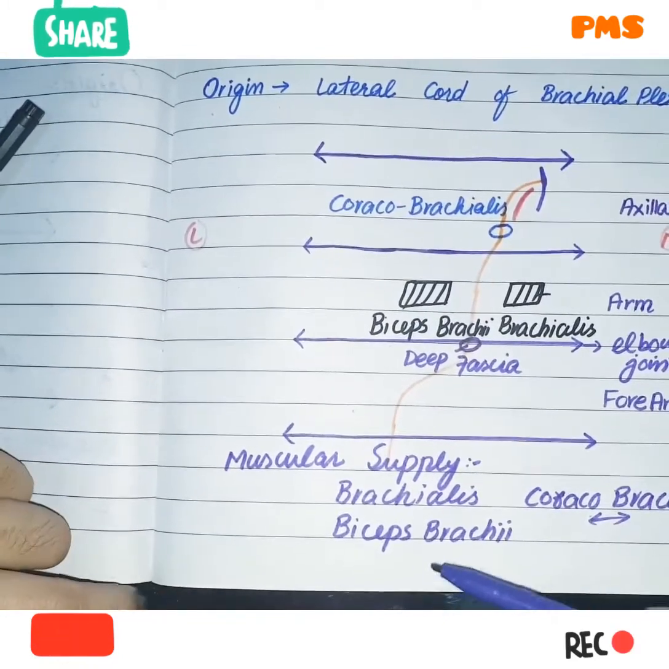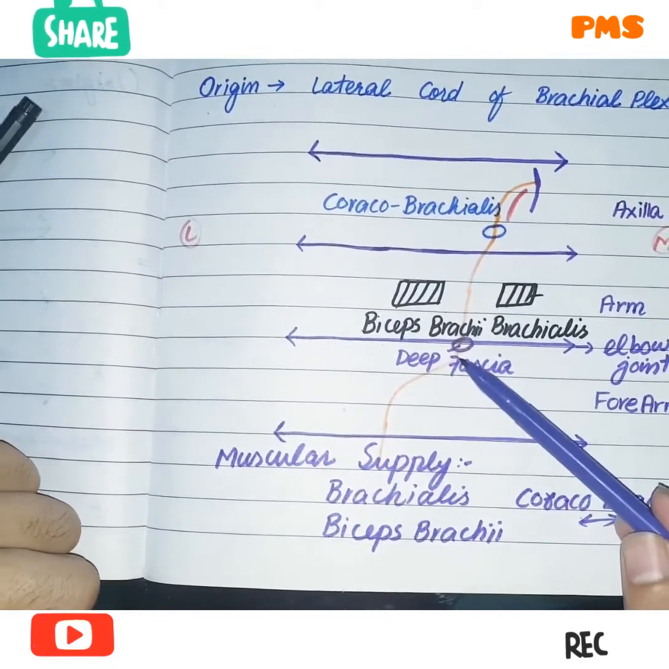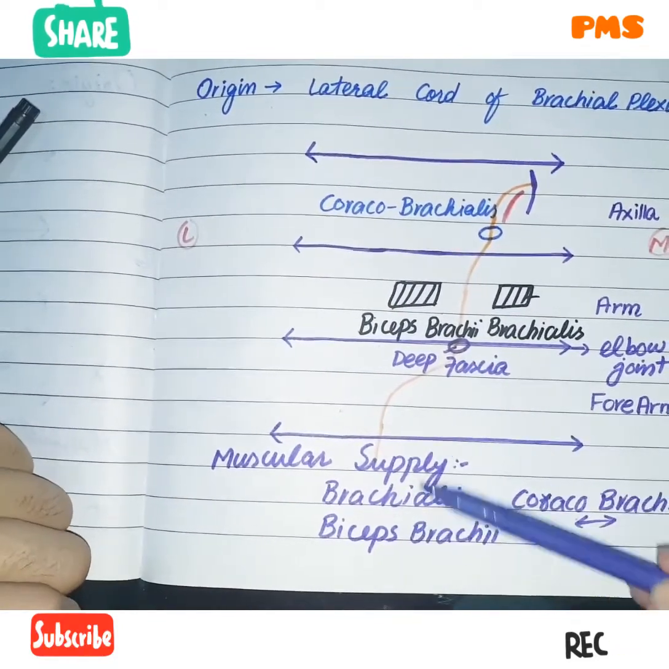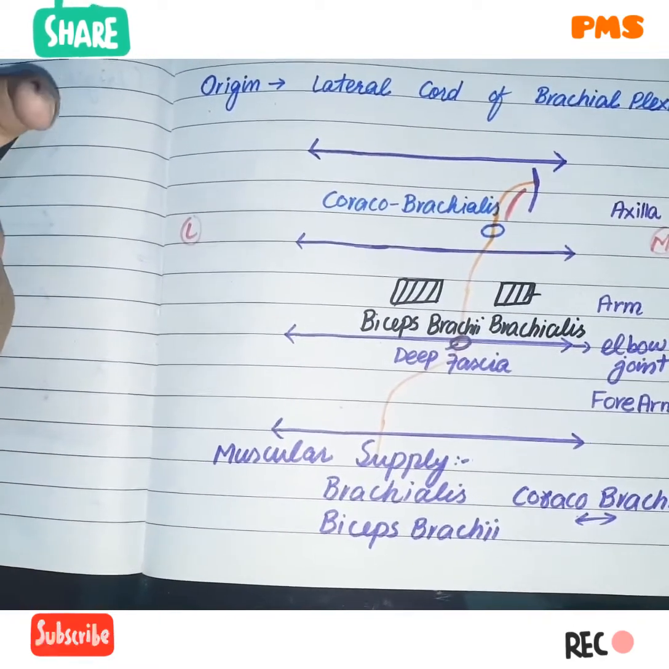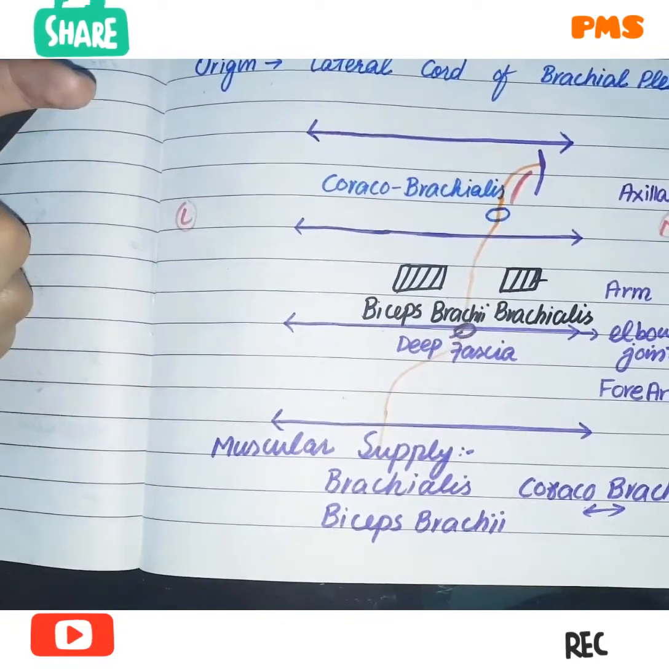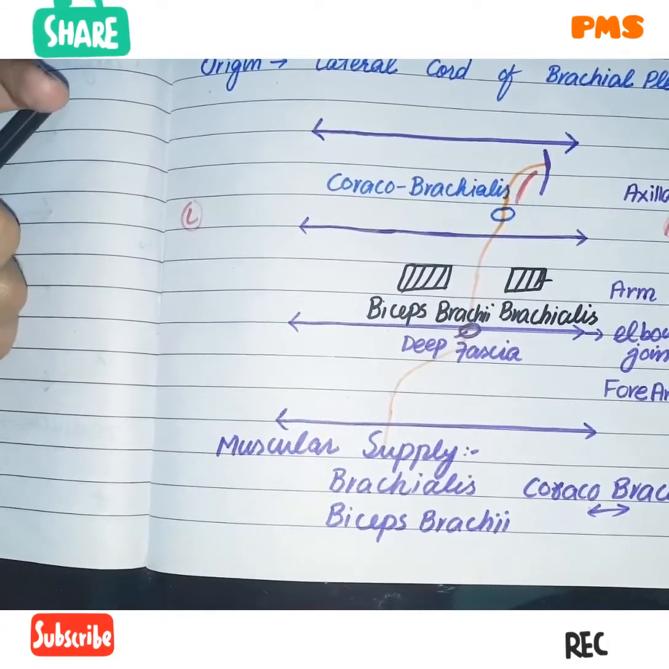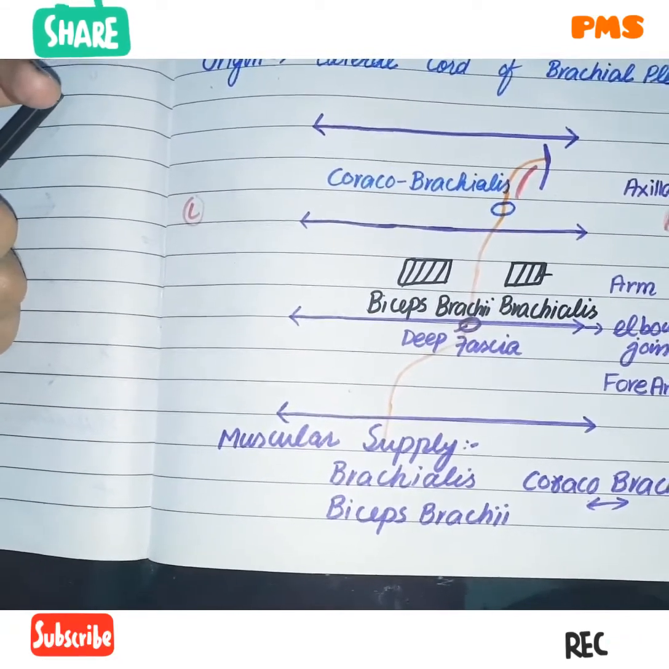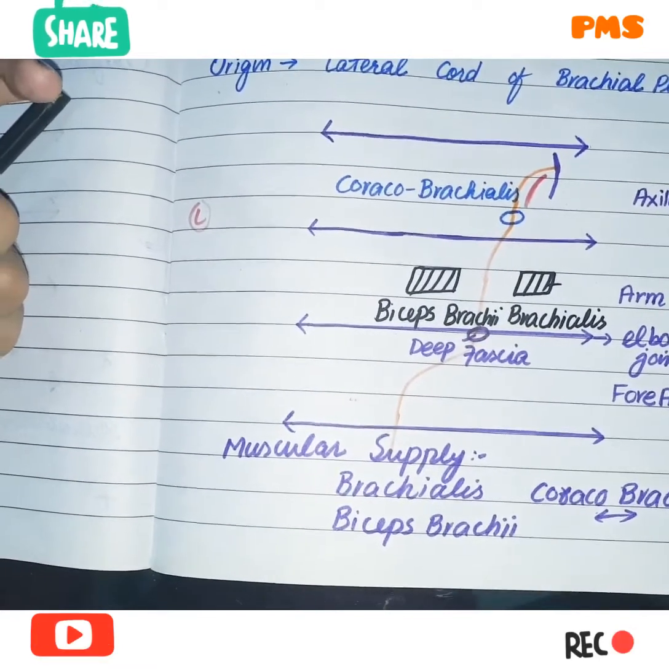The cutaneous nerve, as I have told you already, becomes cutaneous by piercing the deep fascia as the lateral cutaneous nerve of the forearm. So this is its cutaneous innervation, and this nerve is rarely injured, so it doesn't have any clinical importance. If accidentally it gets paralyzed, there is loss of flexion at the elbow joint. This is all about the musculocutaneous nerve.